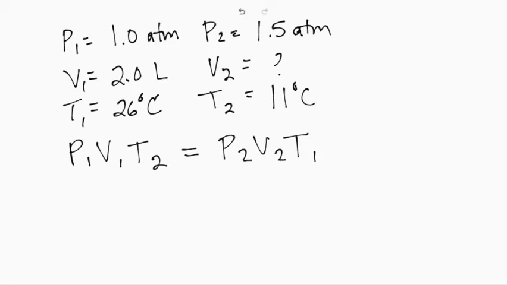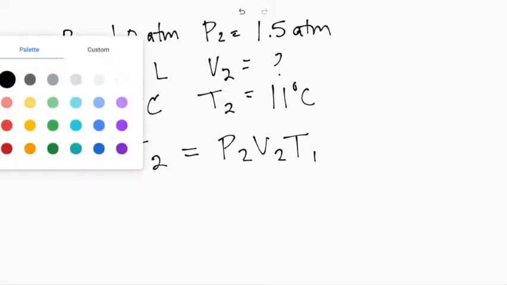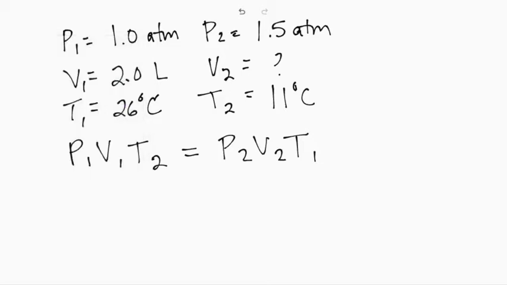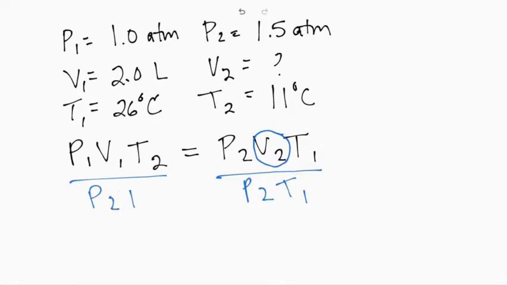All right, so then the variable that we're solving for is V2. I'm going to circle V2. That's the one I want to end up with. And what that reminds me is that I need to divide by everything else on this side of the equation. So I've got P2 and T1. And if I divide it there, I need to divide it here as well. So now P2 cancels and T1 cancels.